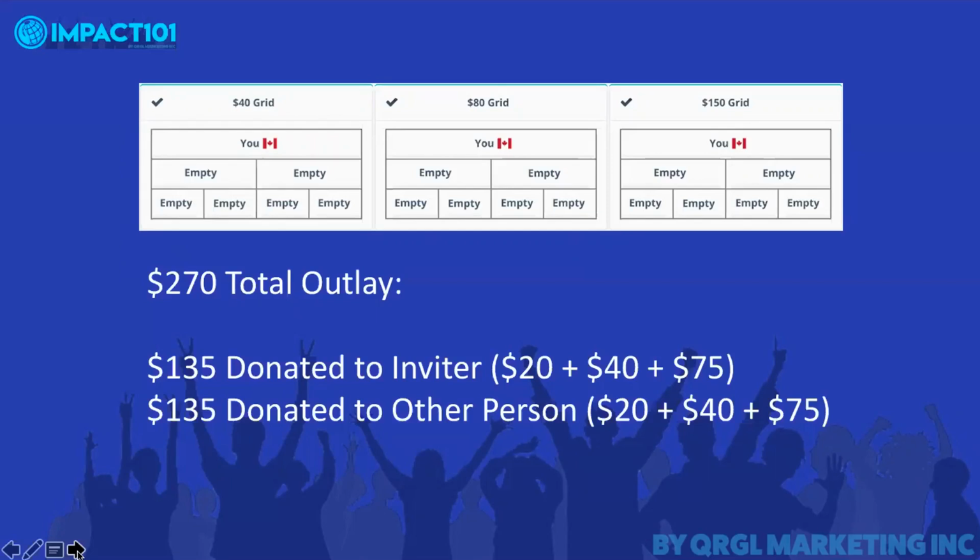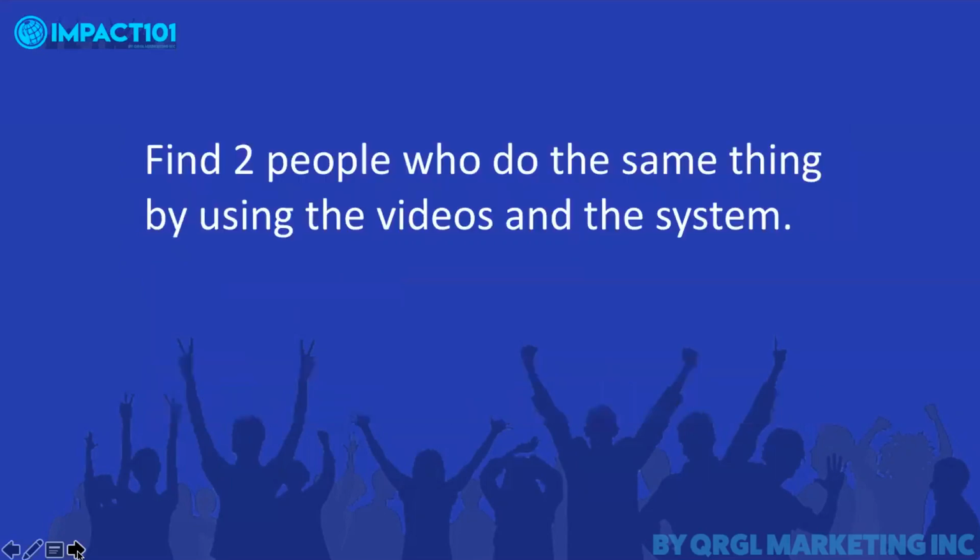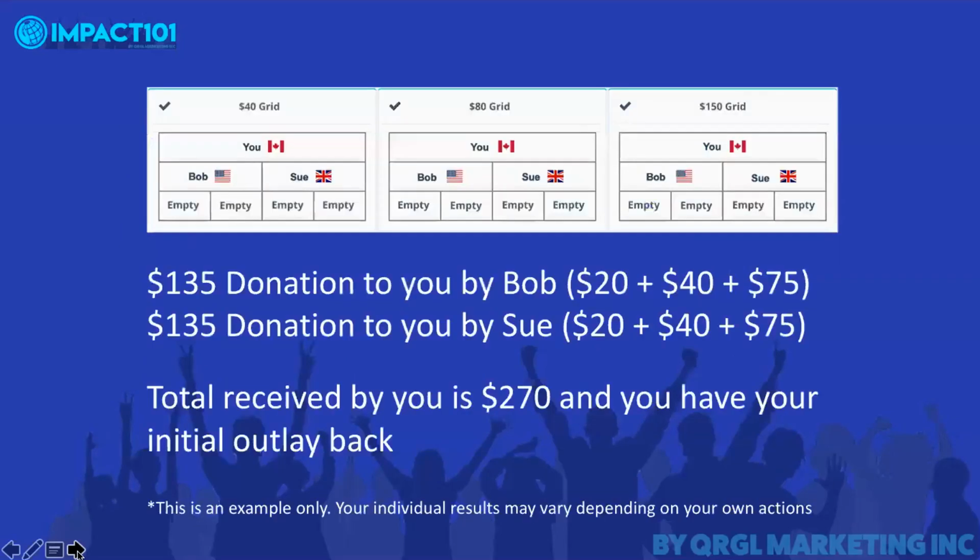Now the goal is to use the system and the videos to find 2 people who do exactly the same thing. They see the big picture just like you did, and they start with 3 grids just like you did. Let the videos do the work and the explaining for you, and you will find those people.